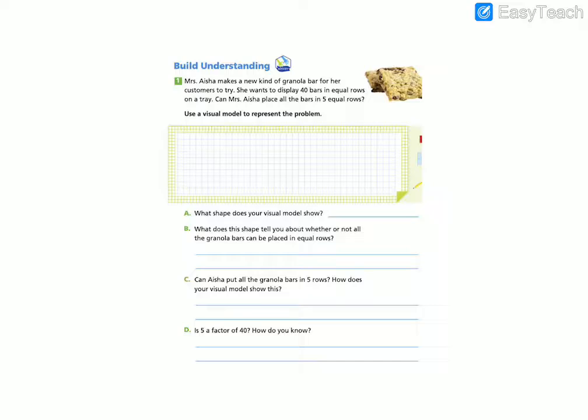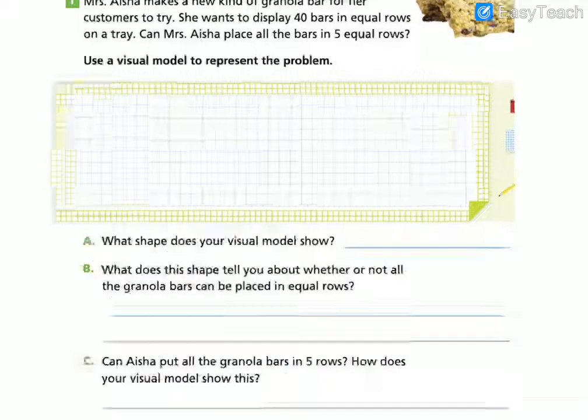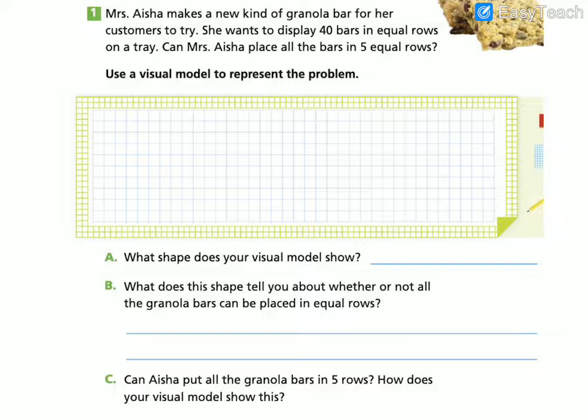So if we think about having 5 equal rows, I'm going to zoom in on mine. It's a little hard to see the squares. So we have 1, 2, 3, 4, 5 rows. She wants to display all 40 bars. So I'm going to think 5, 10, 15, 20, 25, 30, 35, 40. Oh, there we go. Can I fit them all? I can. So if I were to draw a visual model, it would look like this.